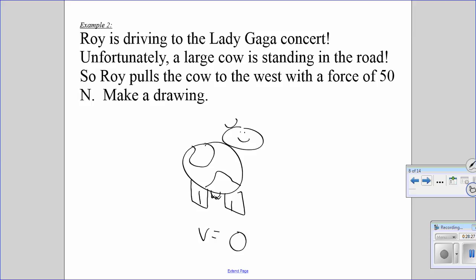All right, and then Roy pulls the cow to the west. So label it: force of Roy equals negative 50 newtons. Cool. So no big deal. All right, everybody good? I probably could have skipped that example.